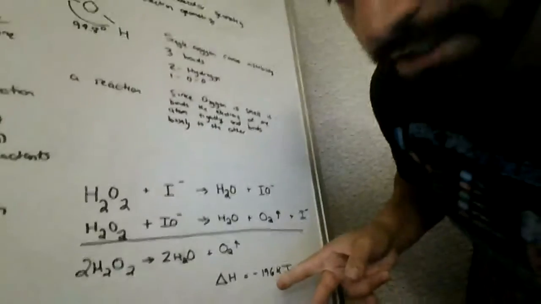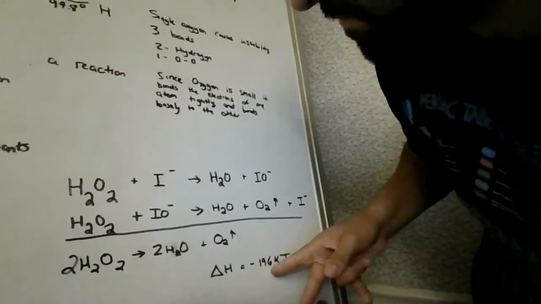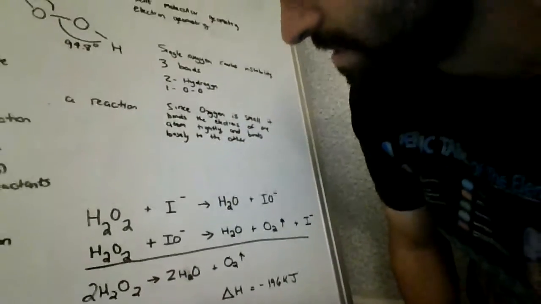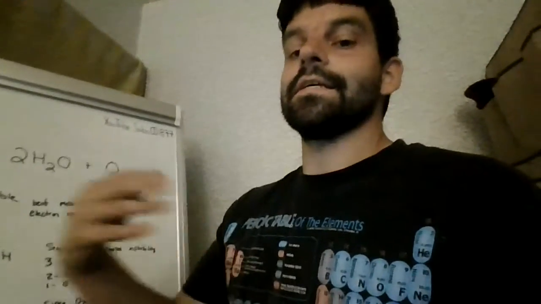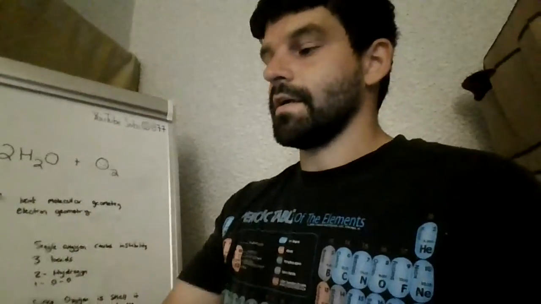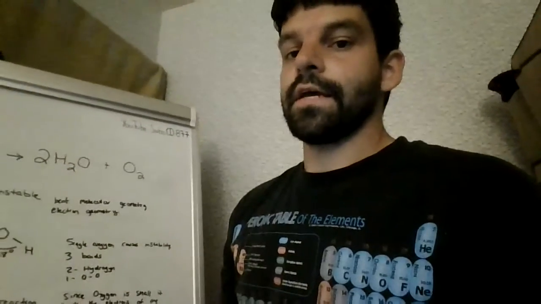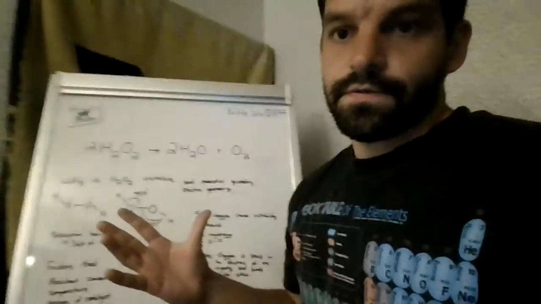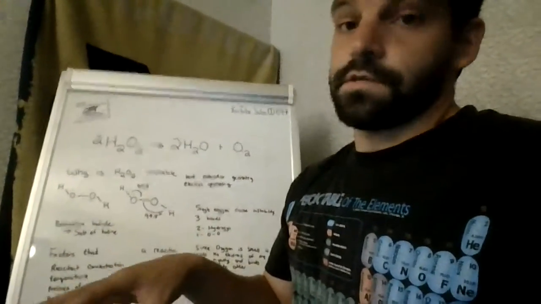Your delta H is going to be negative 196 kilojoules. So remember, when delta H is negative, that's automatically going to result in an exothermic reaction because heat is being released into the environment. If it was endothermic, it would be positive, which would mean that the surrounding area would feel colder to the touch.